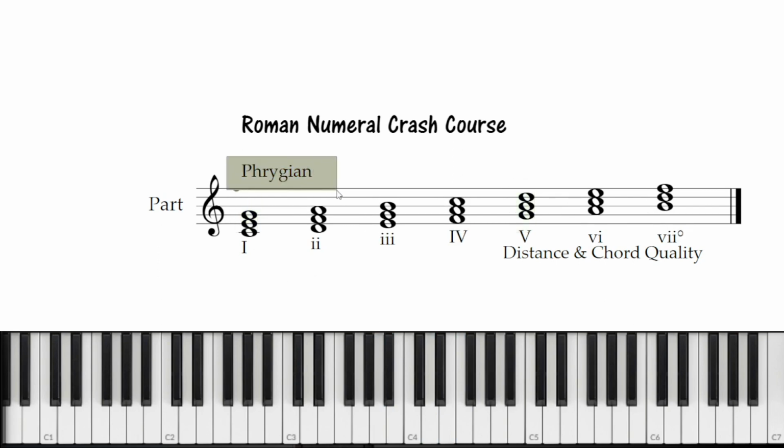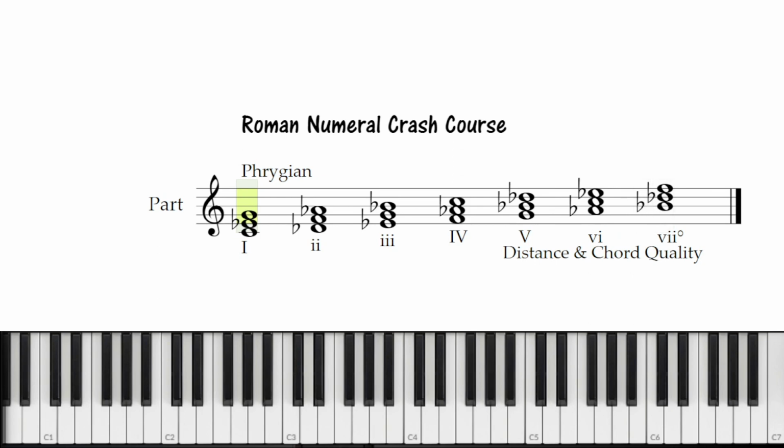Phrygian, let's do this. And I'm intentionally choosing different kinds of scales because I want to show you how you can use the major scale as your basis to name the chords, distance, and chord quality. So let me turn this into Phrygian really quick, which gives us a C minor, a D flat major, an E flat major, an F minor, a G diminished, an A flat major, and a B flat minor.